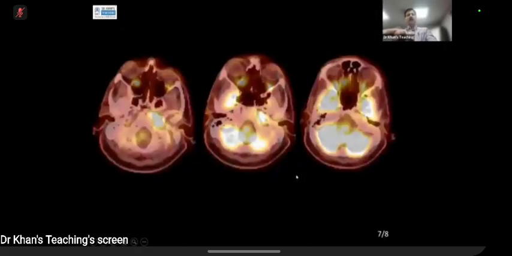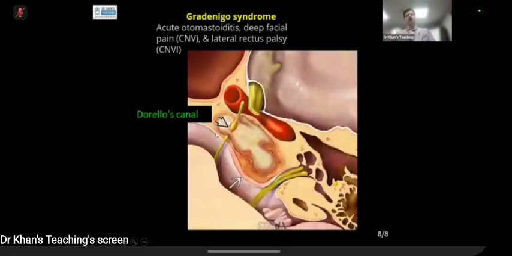Now, some of the other imaging that was done, and just to make a point, nobody is going to show you a PET for this, but this was on fire on the PET scan. You dealt with it very well. This is the anatomy, and this is Dorello's canal, the 6th nerve. So the 6th nerve can be involved.